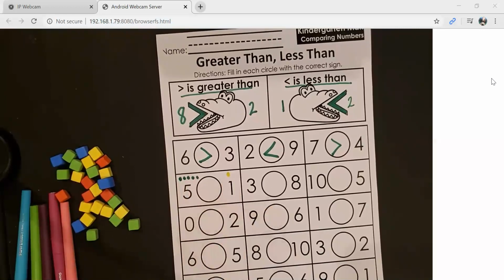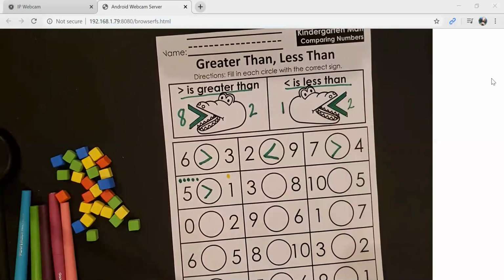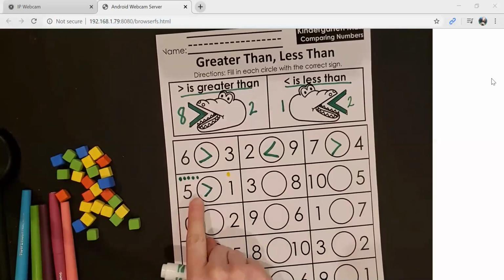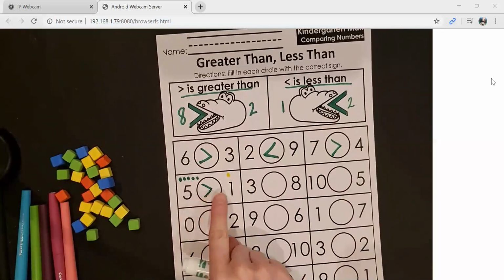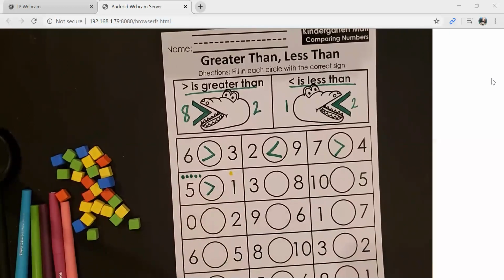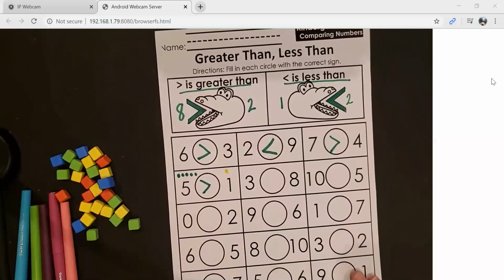So drawing my greater gator, I'm going to chomp the number 5. To describe it using my comparison words, I would say 5 is greater than 1. You guys are doing great. I hope you're following along with your paper too. That way we can get it done together, guys.